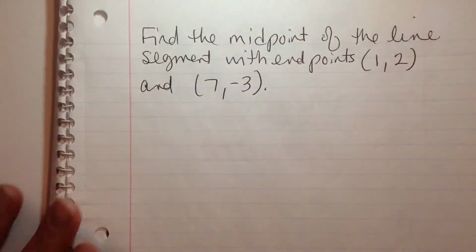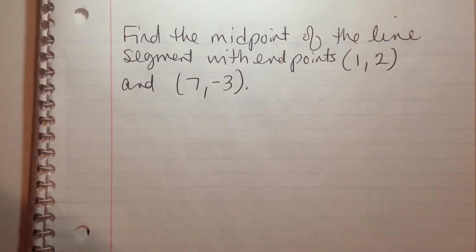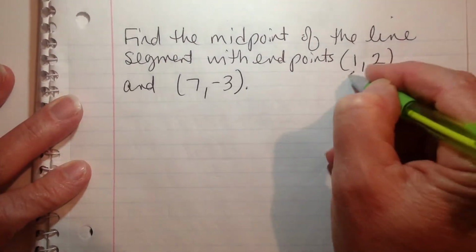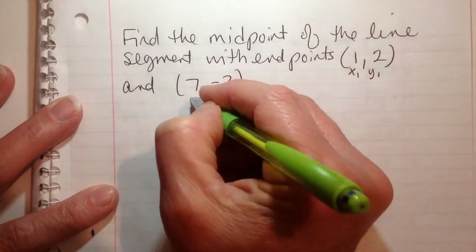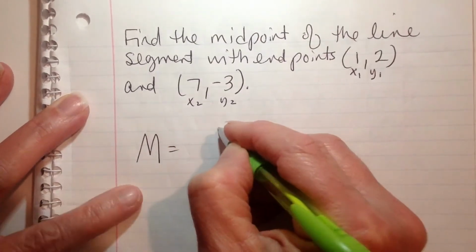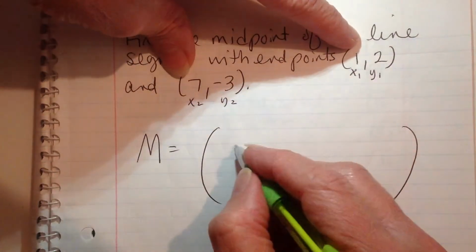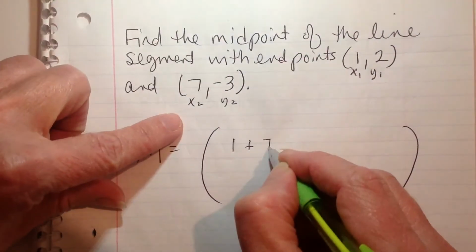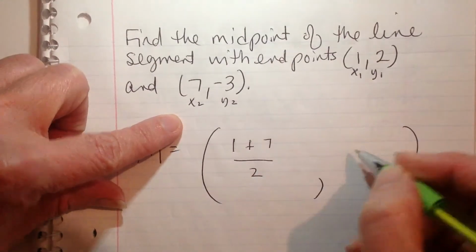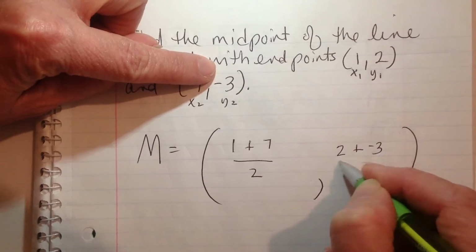All right, let's look at one last problem in finding the midpoint. Find the midpoint of the line segment with endpoints 1, 2, and 7, negative 3. This is x sub 1, y sub 1. This is x sub 2, y sub 2. Finding the midpoint, I'm going to let that be capital M. Going by the formula, add the two x's together. X sub 1 is 1 plus x sub 2 is 7 divided by 2. Add the y's together. Y sub 1 is 2 plus y sub 2 is negative 3 divided by 2.